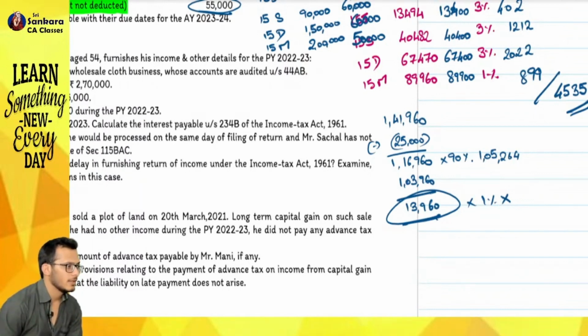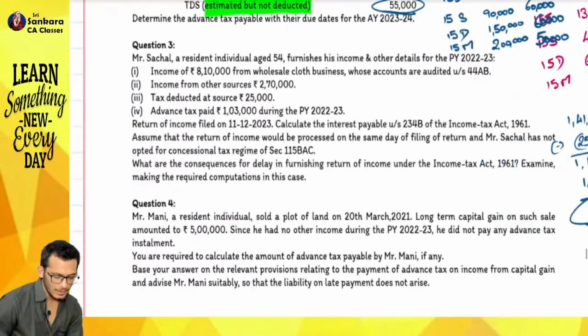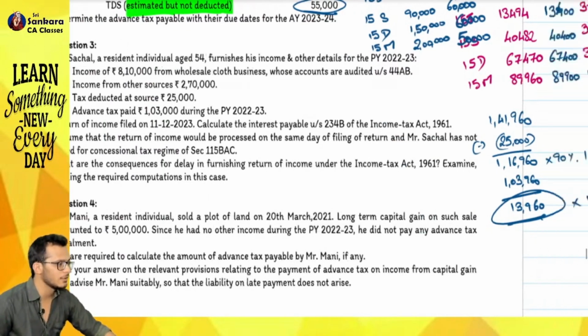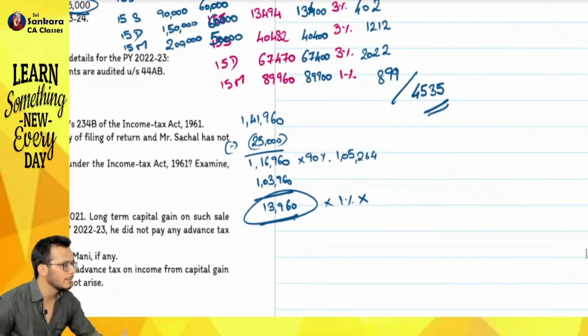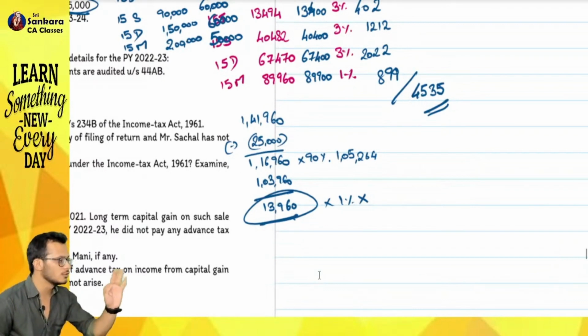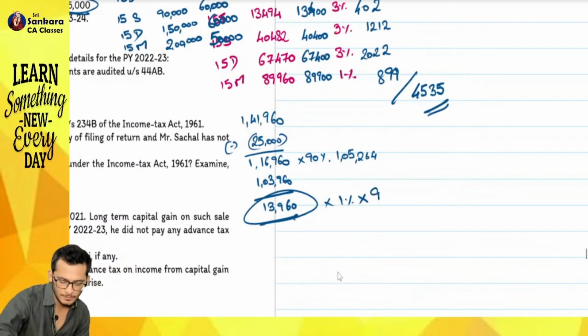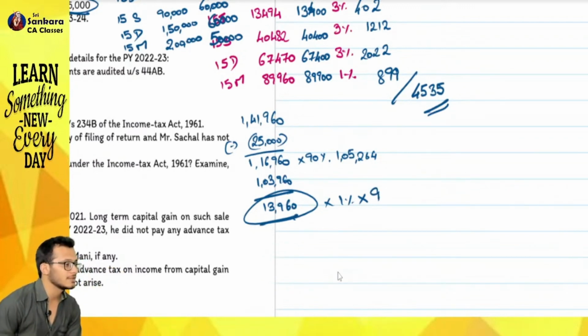Number of months first. How did you get it? April to December. When did he make the payment? He's made it very clear that the return will be filed on 11th December, which means he will make the payment on 11th December only, which means until 11th December you never receive the payment. Therefore, it will be April, May, June, July, August, September, October, November, December. How much? 9 months. So 13, 9, 16 to 1% into 9 months, correct?